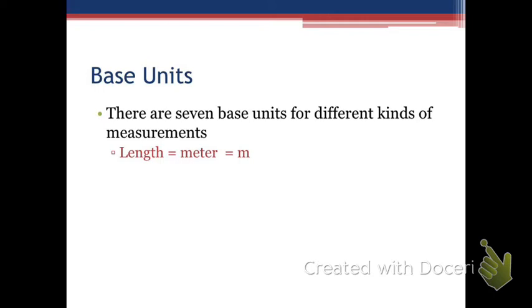of measurements. So the base unit for length is meter. It's abbreviated with just an M. Okay, these ones should be ones that are the same, like we've seen these before. Base unit for mass is kilogram, which is kg. Okay, why do we think it's kilogram instead of just gram?